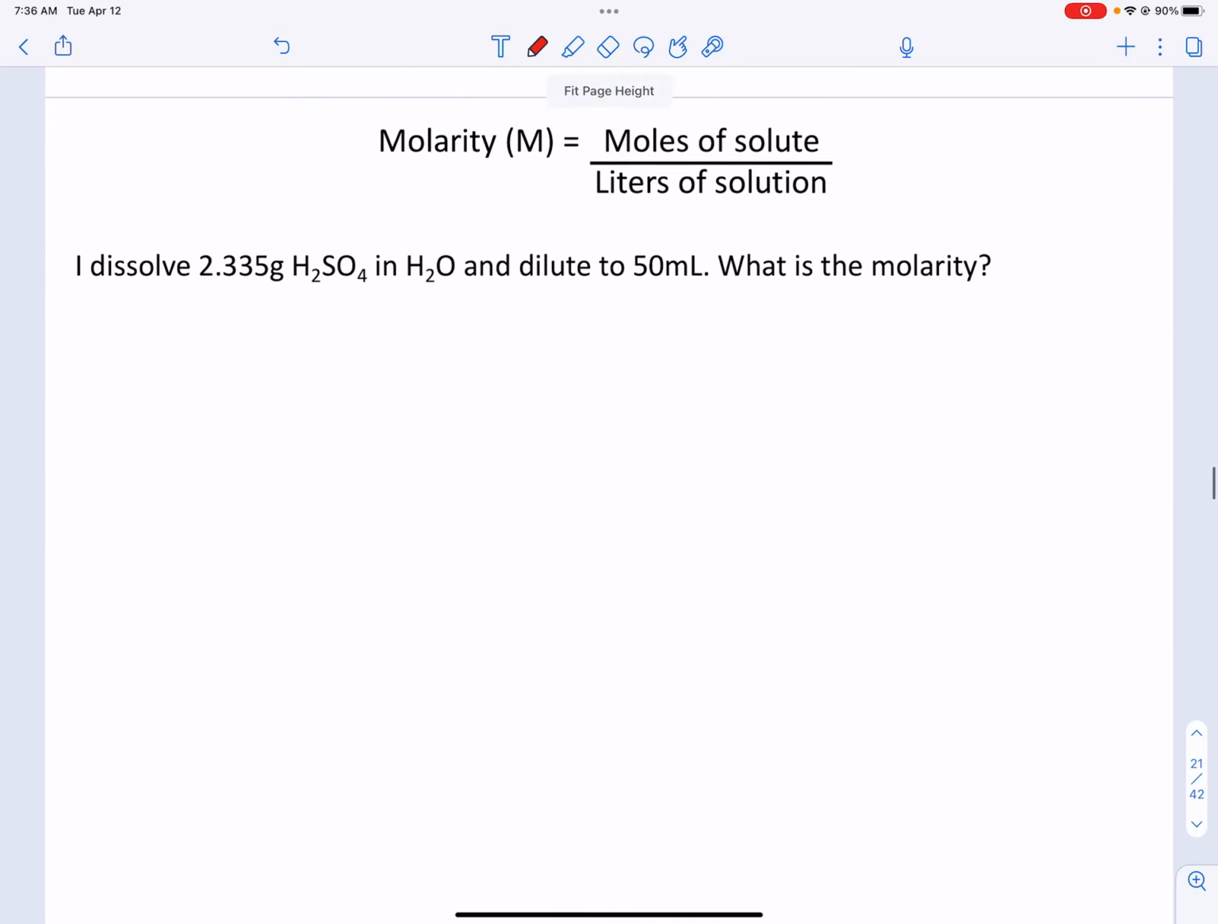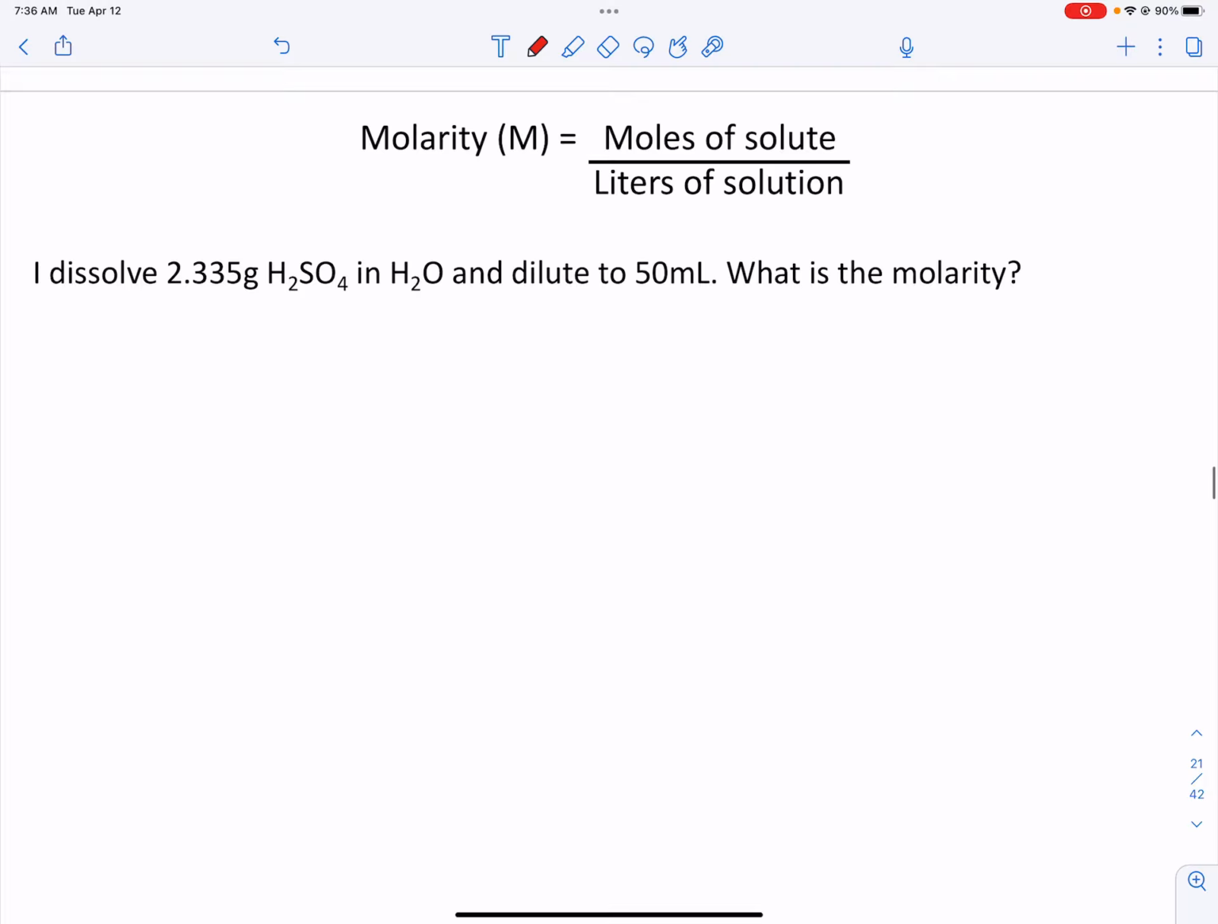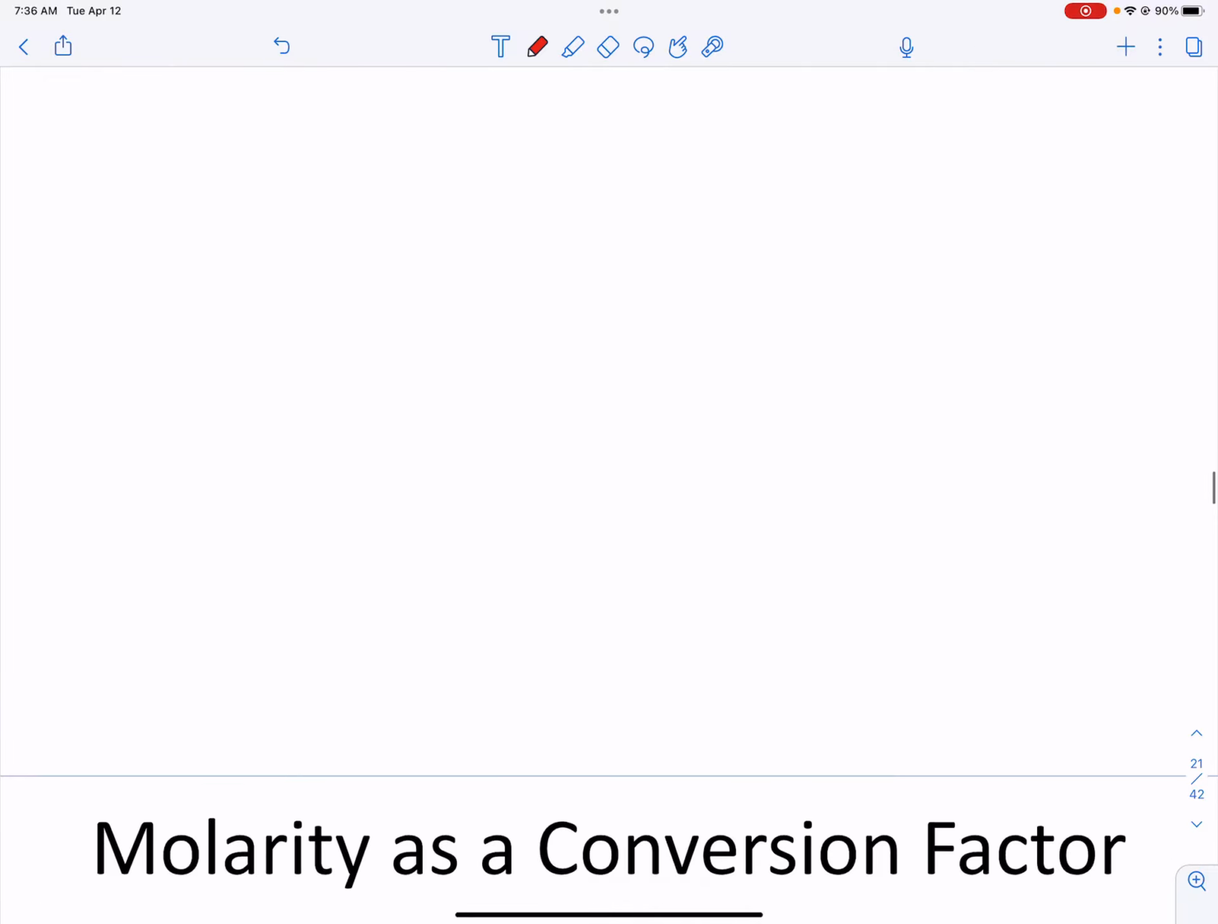All right, let's work a problem on molarity, moles of solute per liters of solution. It says I dissolve 2.335 grams of hydrogen sulfate, H2SO4, in water and dilute it to 50 milliliters. So this is the total volume of the solution. What's the molarity?